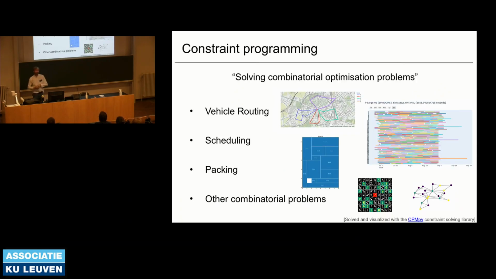What does constraint solving, what does constraint programming do? It's a family of techniques for solving combinatorial optimization problems. These range, for example, from vehicle routing, scheduling, packing, and many other types of combinatorial optimization problems that industry and society wants to solve.